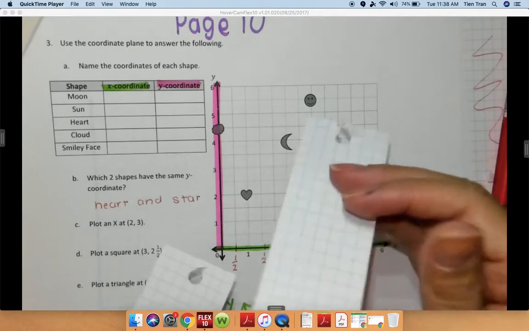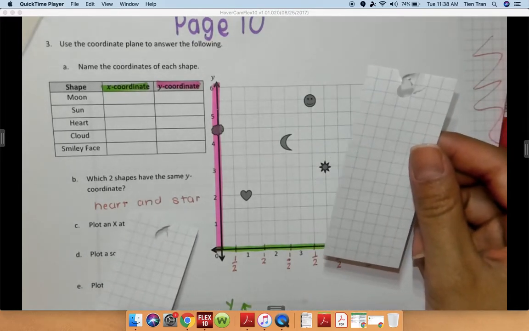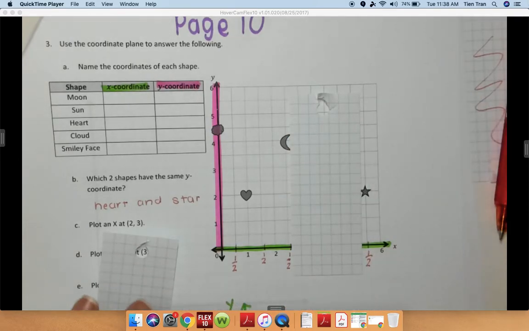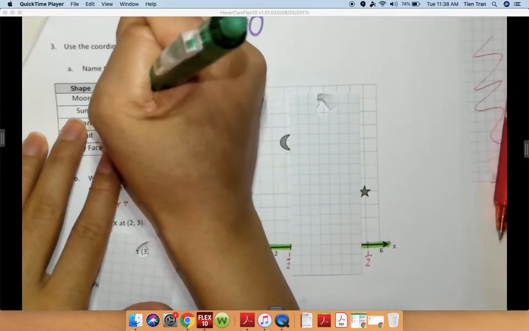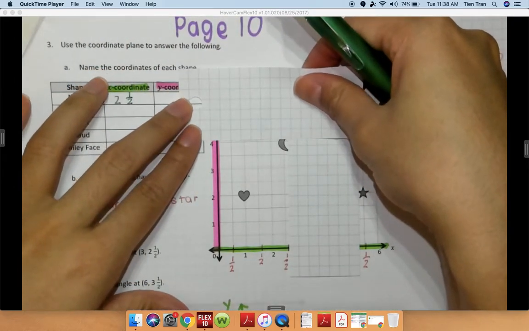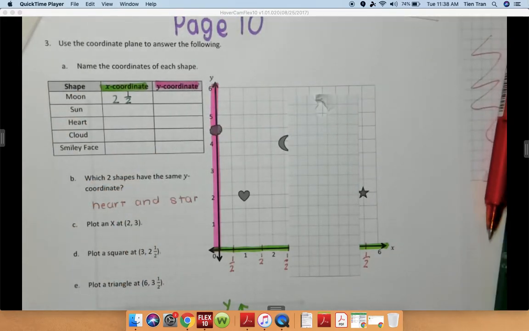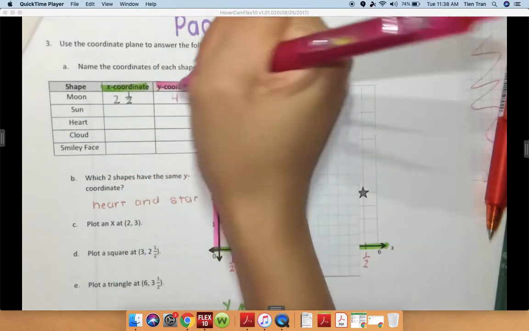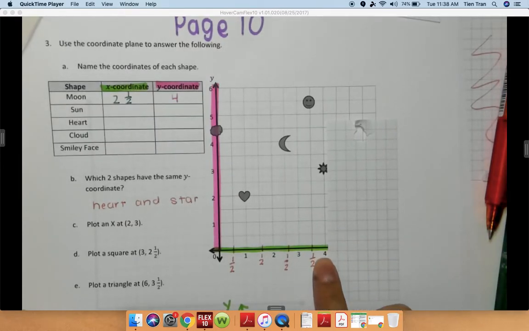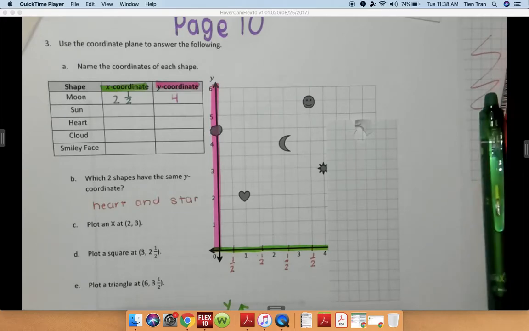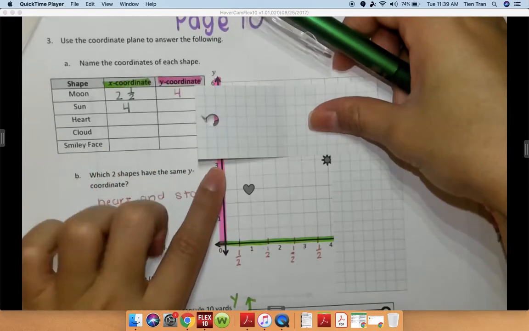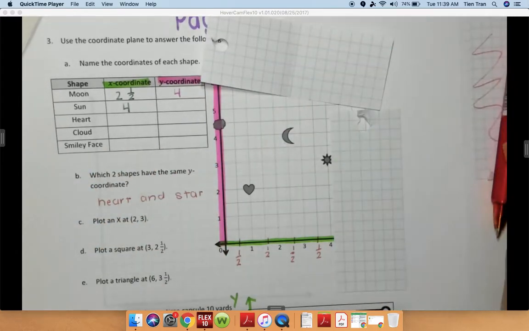So the first one asked me to identify the moon, and that's what I have. I have 2 and 1/2 on my x-coordinate. I'm looking right here, 2 and 1/2. And on the y-coordinate, I have the number 4. So I'm going to write down 4. Next, I have the sun. That's the sun. I'm moving over 4 exactly. So I'm going to write 4 for my x-coordinate. And my y-coordinate stops at 3. You see that? So I'm going to write the number 3.